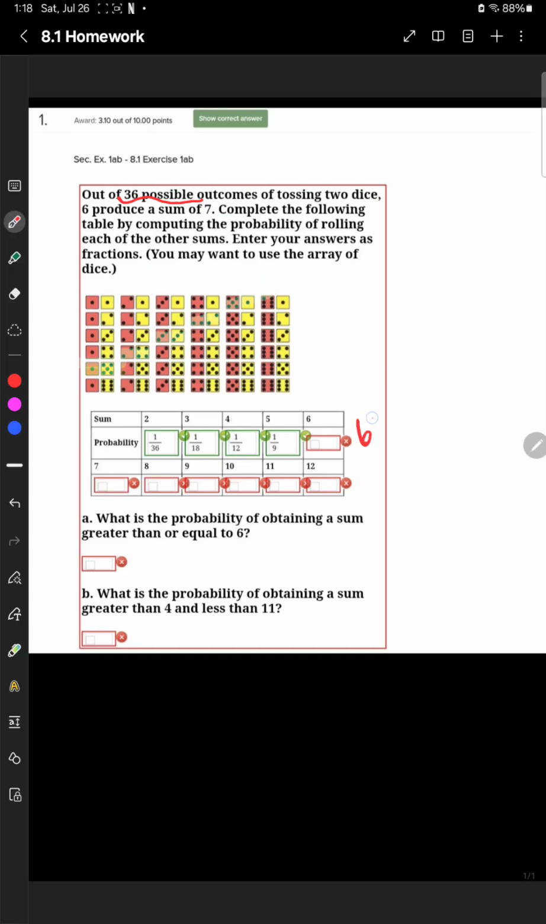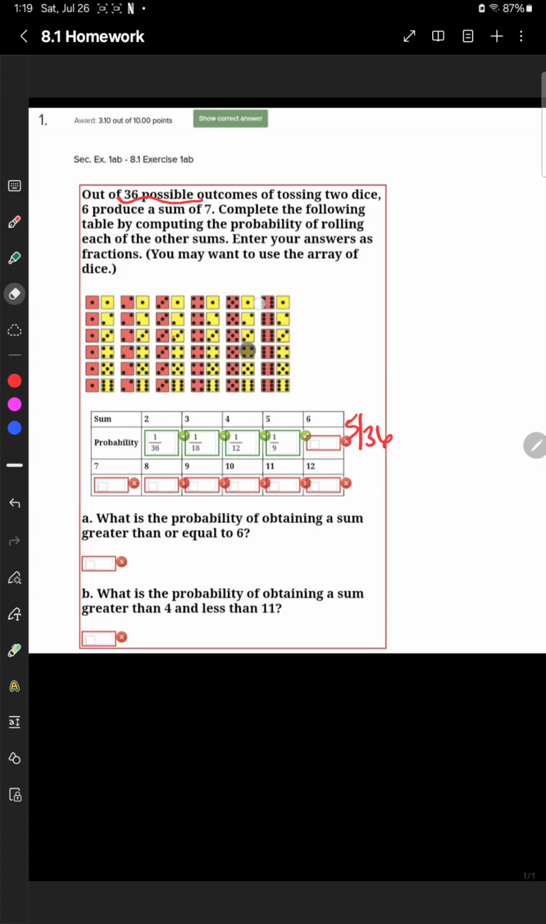So then this would be 5 out of 36. I said 6, didn't mean to say that. When you're counting, you're not always going to be guaranteed to reduce. So 5 over 36 doesn't reduce down to anything, so it's just going to stay 5 over 36. That's all you got to do.